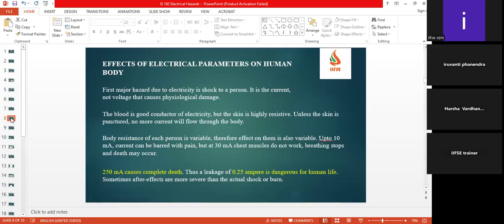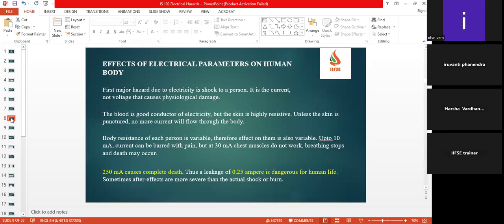The blood is a good conductor because of the presence of dissolved ions. Like in our blood, we have potassium, calcium, chloride, etc. Because of these ions, the free electrons are allowed to move. That's why the blood is a good conductor. But skin acts as an insulator. Unless the skin is punctured, whenever there is any incident or injury on your skin, the current will not flow through the body.